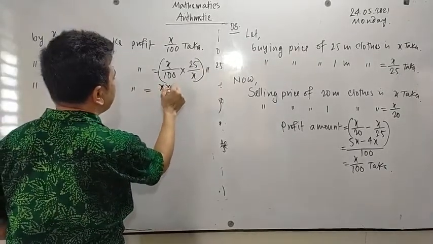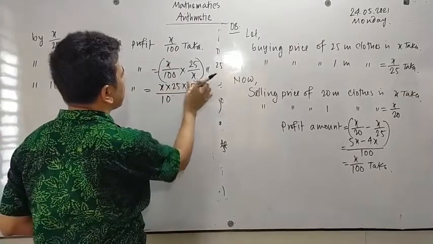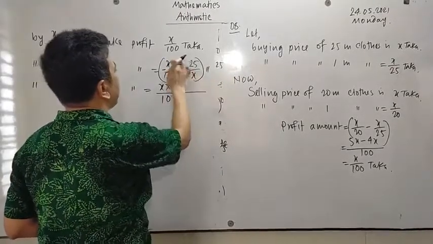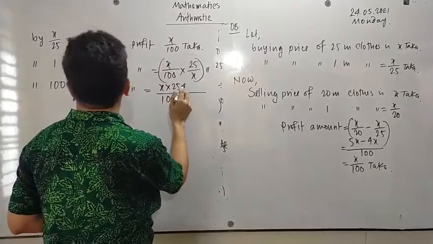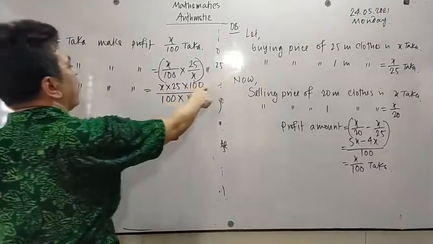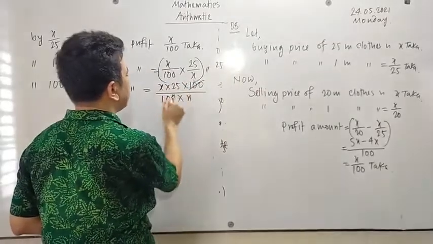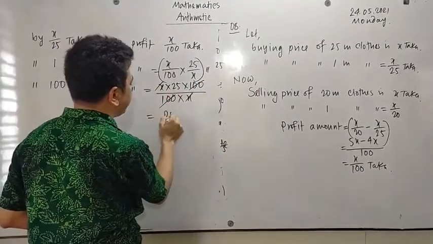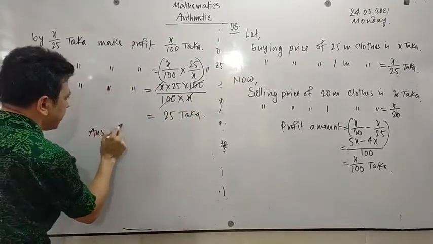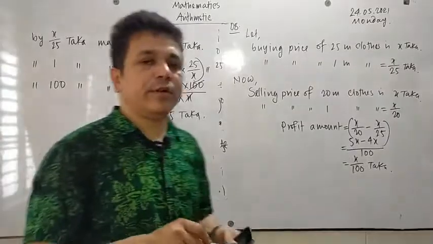So X into 25 into 100 divided by 100 X. This 100 goes in the numerator place. So in the numerator 100 into X, the 100 is gone, the X is gone, and it is 25 taka, and the answer is 25%. My dear students, I hope all of you understood.